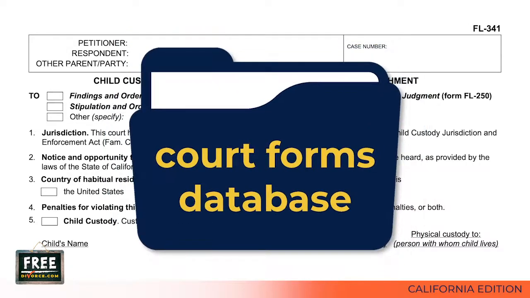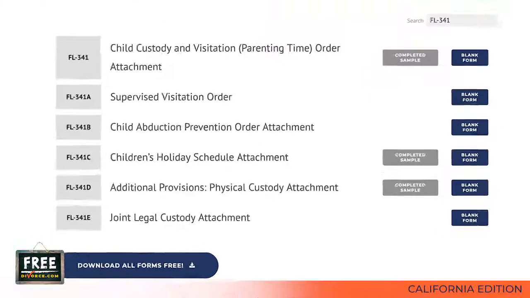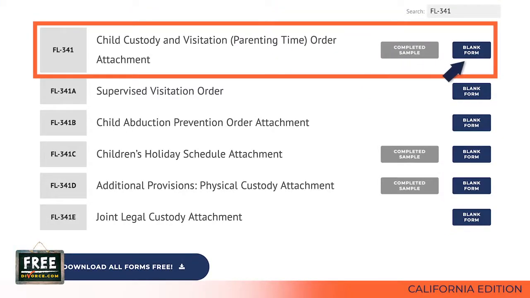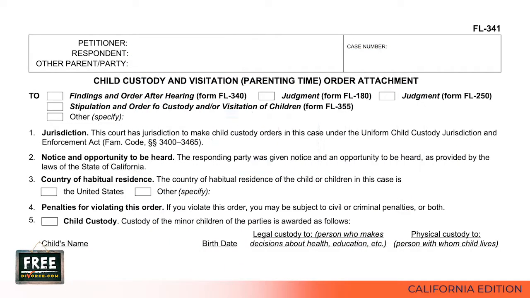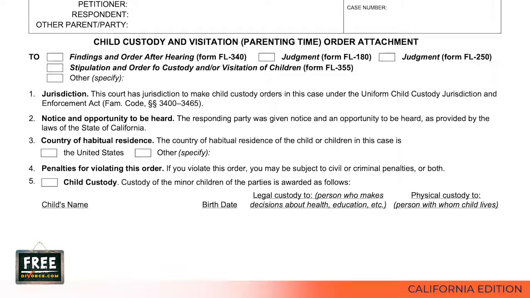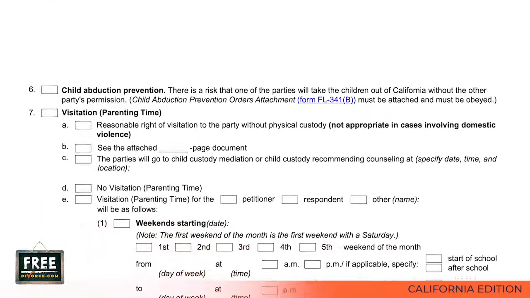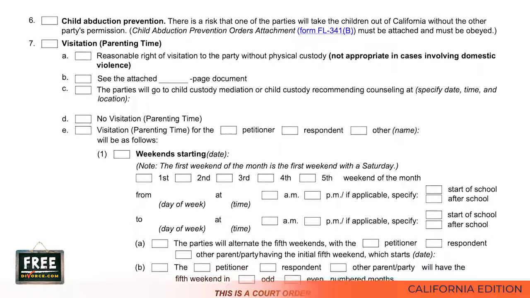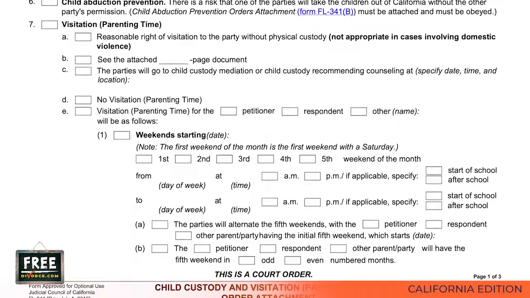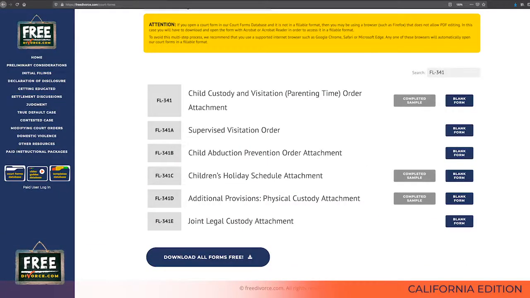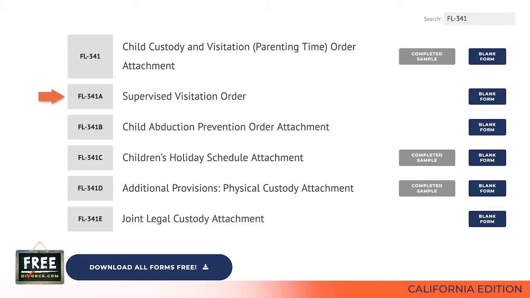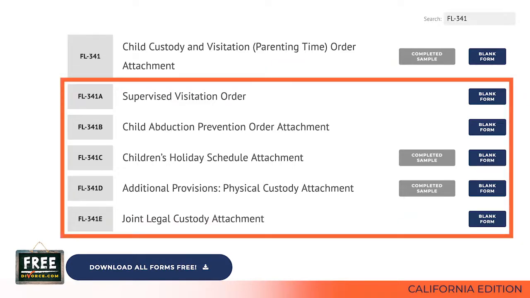If you go to our court forms database, you will find both an example of a completed FL-341 and a blank FL-341 form that you can fill out and print. The FL-341 is a 3-page form. You go through the form, check the appropriate boxes, and fill in the appropriate blanks in order to set forth your child custody agreement. As you go through the FL-341 form, the form refers to other Judicial Council custody forms, which are FL-341A through FL-341E. These additional forms can be used to set forth more detailed information regarding child custody agreements.